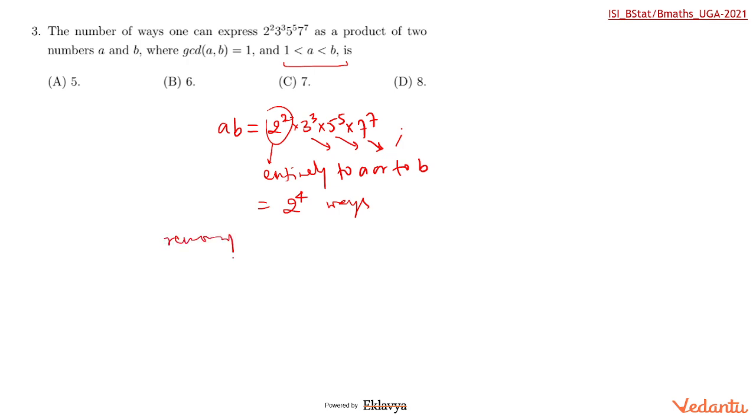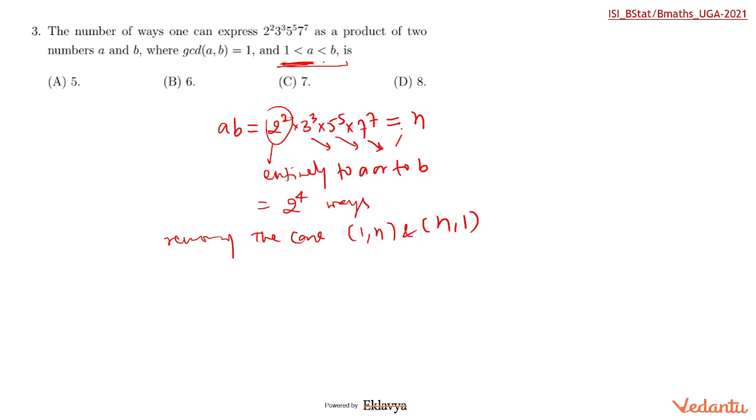Removing, suppose this number is n, removing the cases (1, n) and (n, 1), because both should be greater than 1. So 2 cases should be removed, and the remaining cases will be such that either A is less than B or A is more than B.